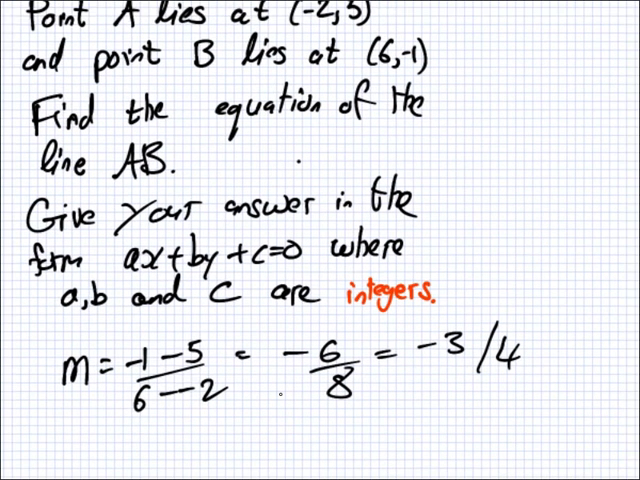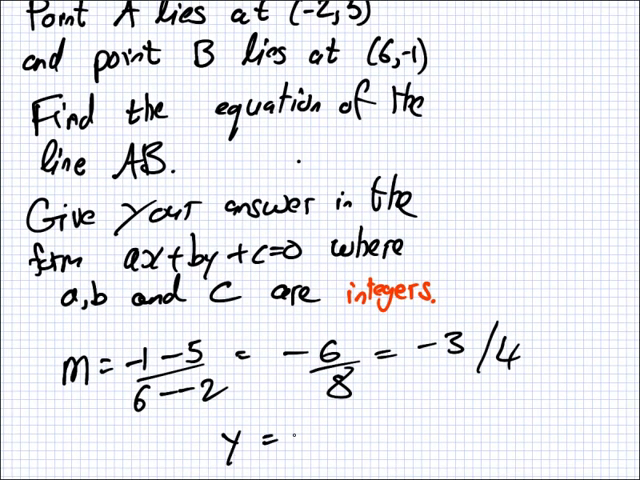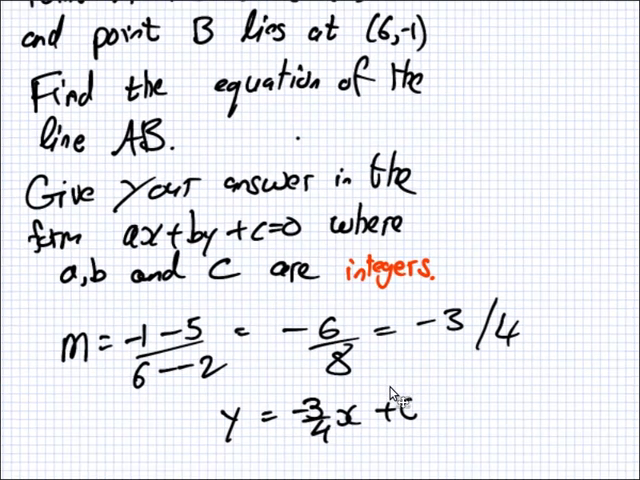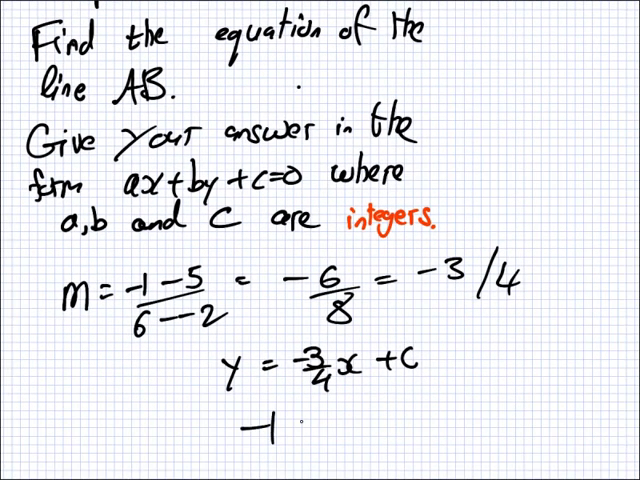Now to get the c. So we have y equals mx plus c. Now what will we use for the c? Which will be easier? B is a little easier, 6, minus 1. So minus 1 equals, if we put in 6, you still get a fraction, minus 9 over 2 plus c, is that right? So c is 7 over 2.